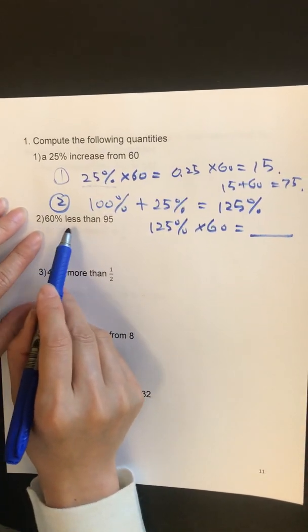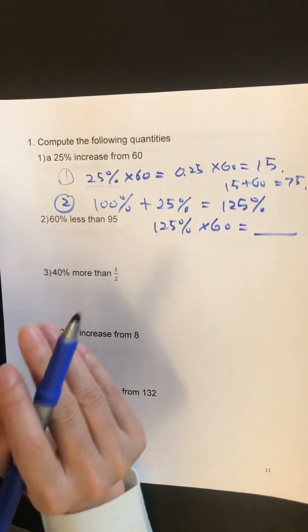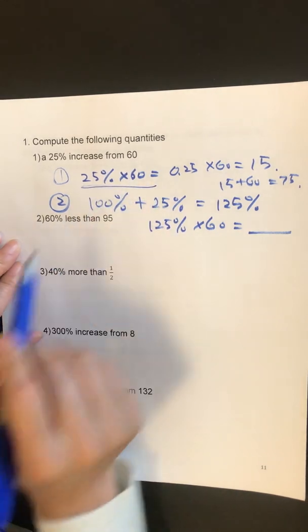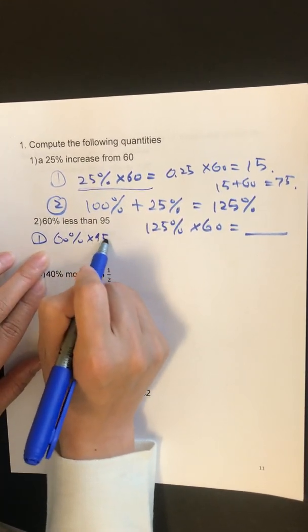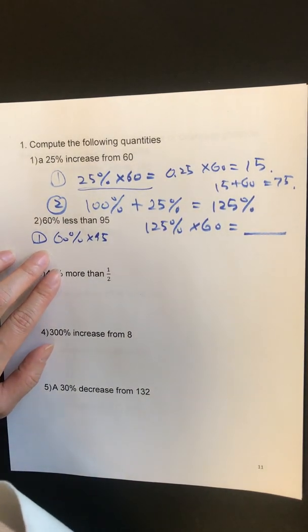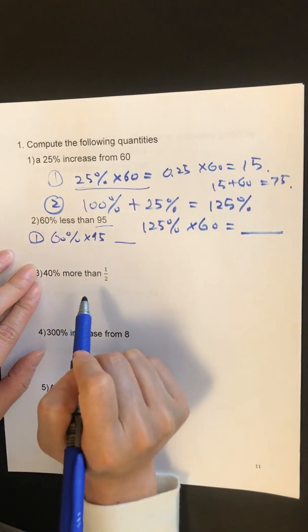So 60% less than 95. We can do this again in two different ways as well. So the first method, you have 60% multiplied by 95. That's what's been decreased. Then you use the original number minus this number.